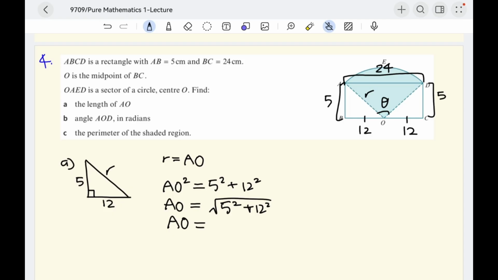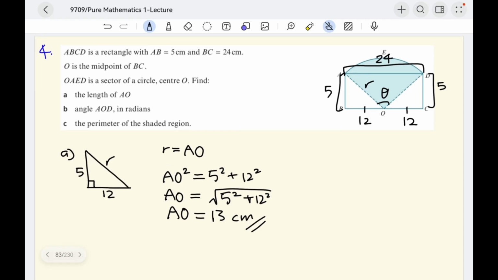So finally you evaluate AO as 13. It's an exact integer value. For me, I recommend you to write AO in cm since the first part asks you to find the length. Let's proceed to the next part. Find the angle AOD in radians. Angle AOD is basically the theta that I labeled over here in the diagram. So how do we find it?